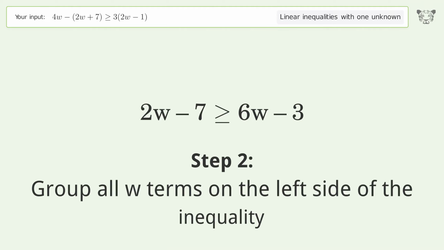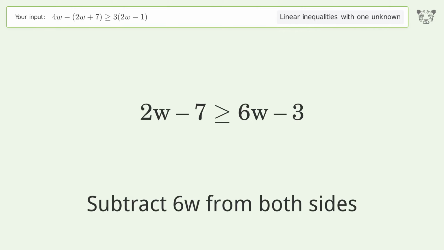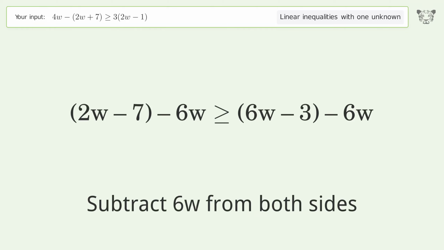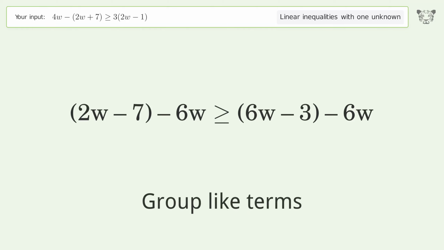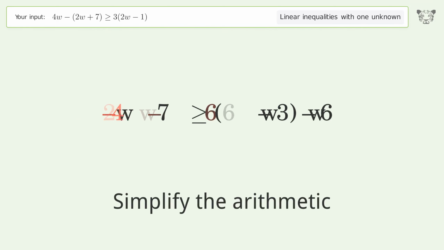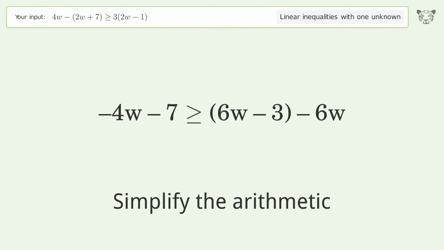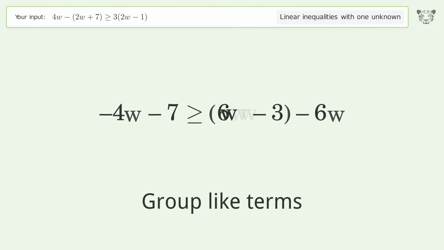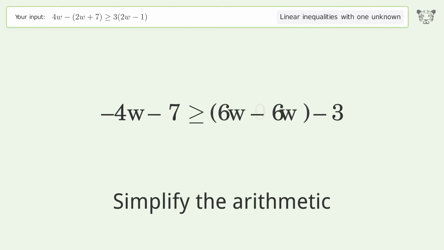Group all w terms on the left side of the inequality. Subtract 6w from both sides. Group like terms. Simplify the arithmetic. Group like terms. Simplify the arithmetic.